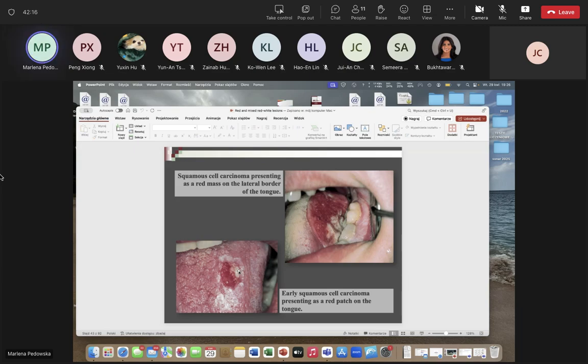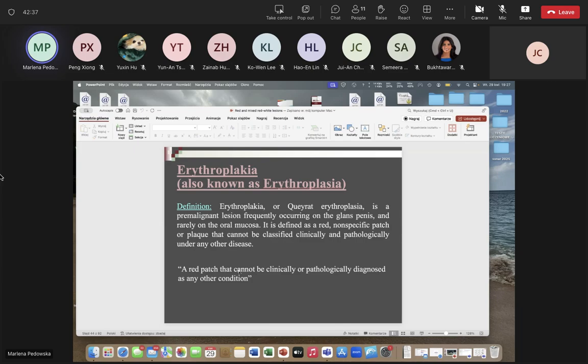The lesions sometimes look quite innocent because we have endophytic growth. Some are mixed, so exophytic and endophytic growth, but in most cases, when it's neglected for a long time, it's endophytic growth, and the pain occurs very late.